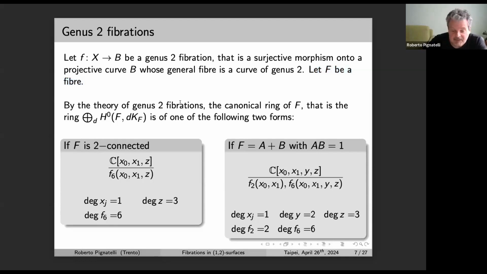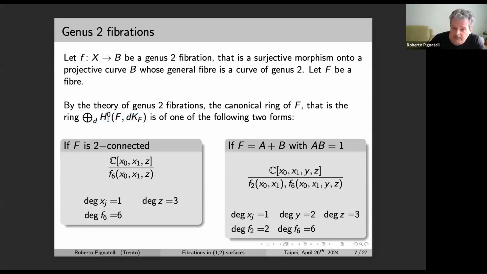But that's simple, in fact, and very well known. So instead of looking at the topology of these fibers, let's look at the canonical ring of this fiber. So we take the same thing. We take the multiples of the canonical system of the fibers, all multiples. We take H0 of each of them, and you get a ring.